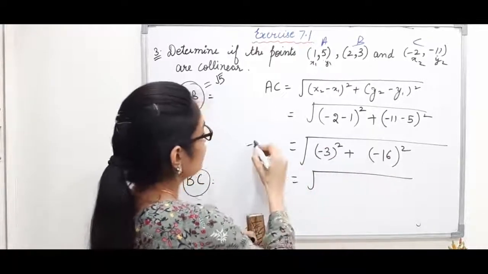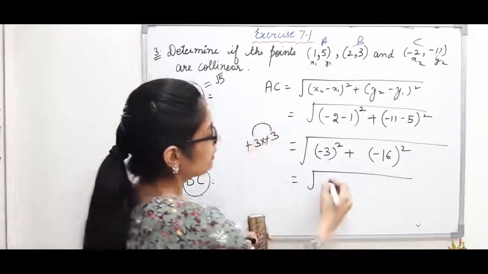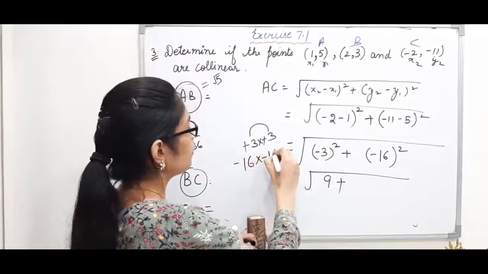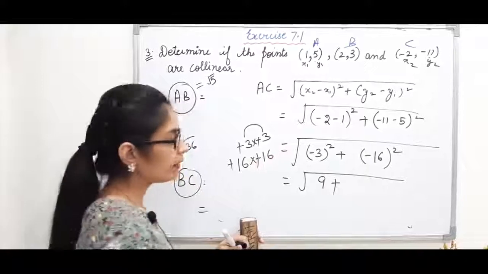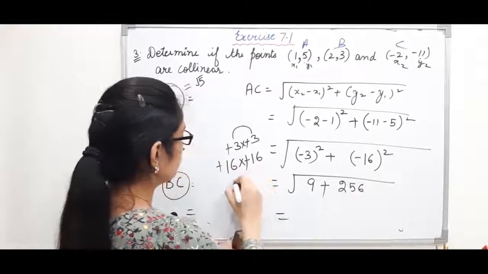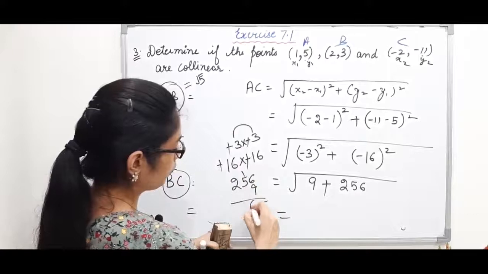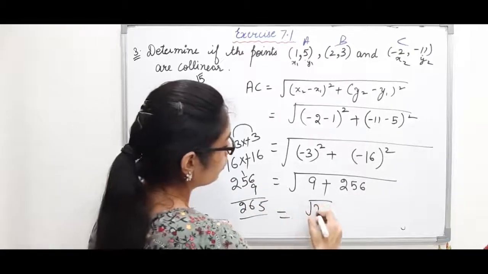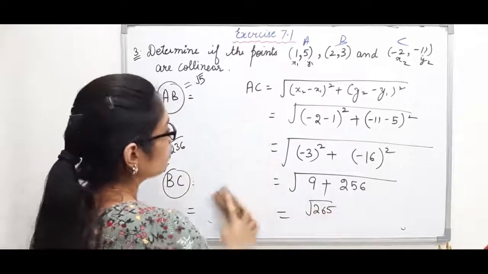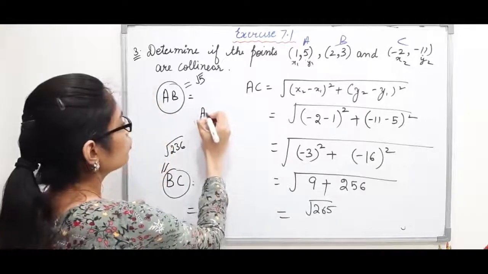square of minus 3, it will be minus 3 into minus 3. The minus and minus signs will get cancelled, and 3 into 3 is 9, plus minus 16 into minus 16. So minus and minus will get cancelled, and 16 into 16 is 256. So you will add this 256 plus 9. So it is root 265.